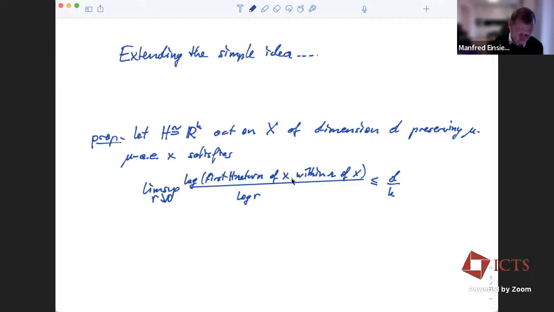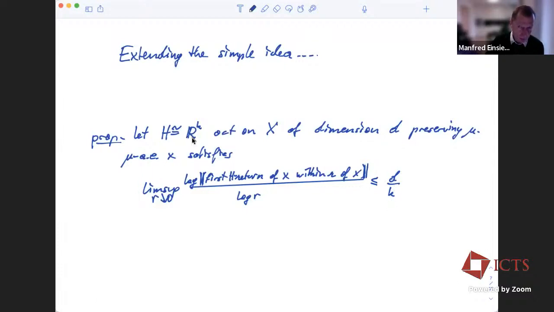I'm looking at the first H return of x within r of little x. And this first H return is a vector in R to the k, and of course I can look at the norm of that vector. So when the first return is a vector, I take the norm of that vector, and then of this I take the logarithm, and divide by the log of r again, and then the lim sup should be less or equal than the dimension divided by k.